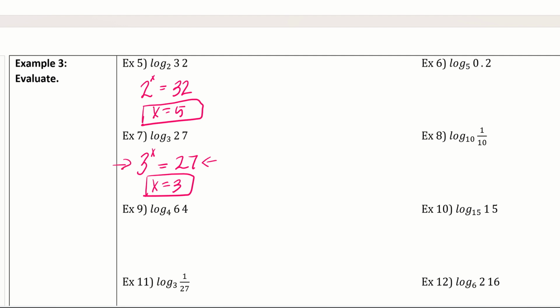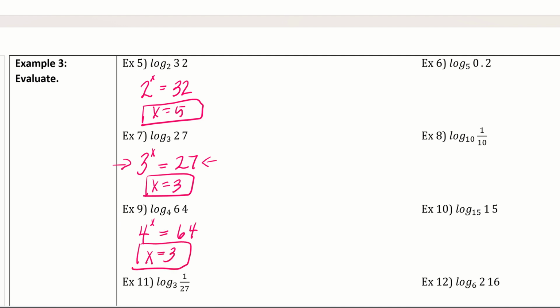So number 9 is log base 4 of 64. So the base is 4. What is the exponent that will solve this? Well, 4 to the second is 16. 4 to the third is 64. So again, it is 3.